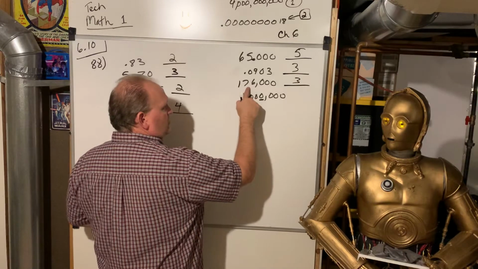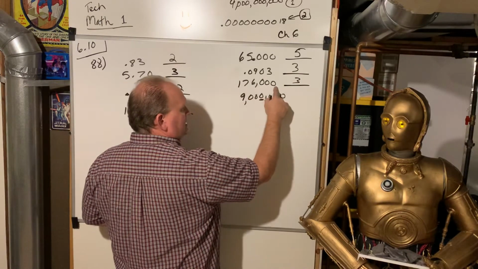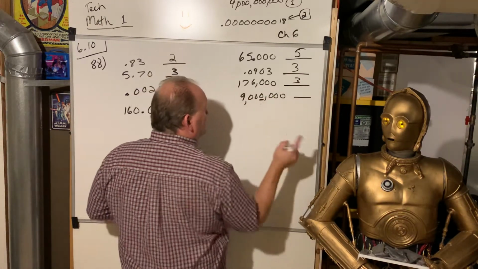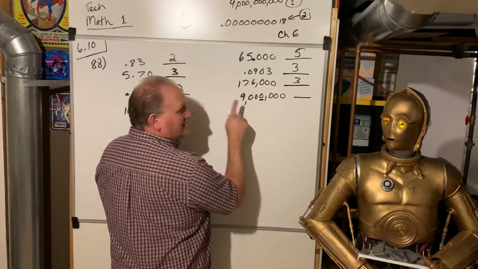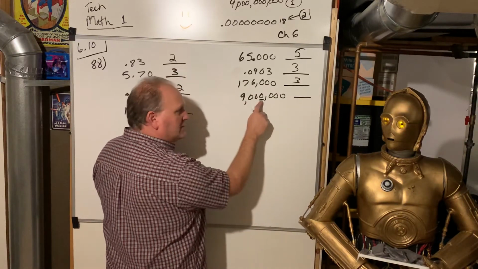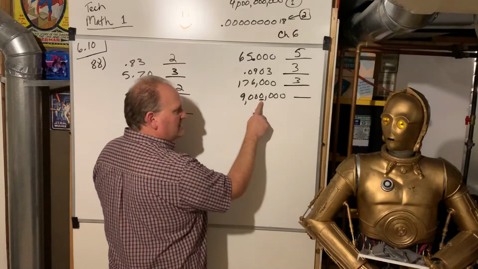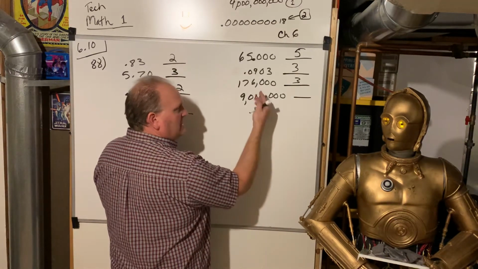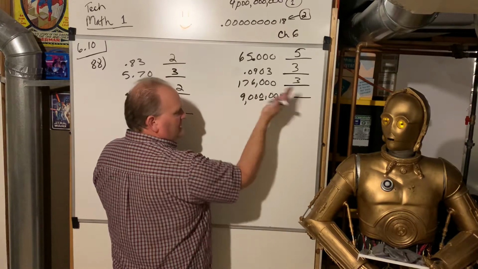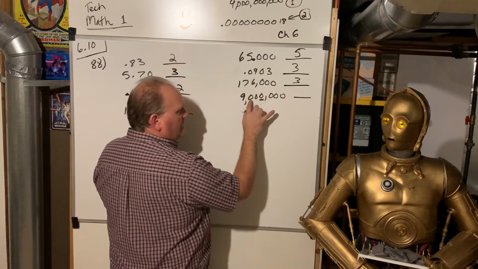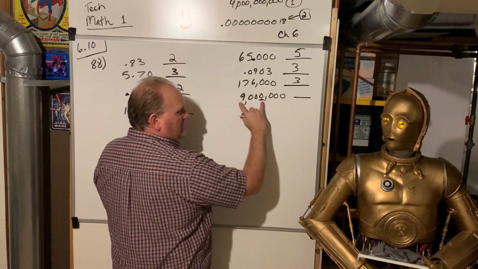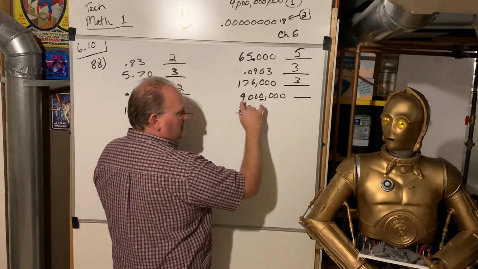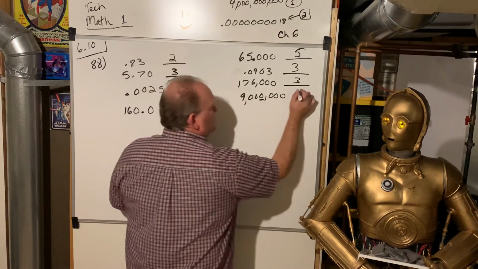Because there's 176,000. These are not significant. And now this one is weird. This would be 1, but they underlined the 0 in the thousands place. So that becomes significant. You have to treat it like it was a 7 or a 9 or something. And so that means these 2 are significant because they were captured by 2 significant digits. So this is 1, 2, 3, 4.